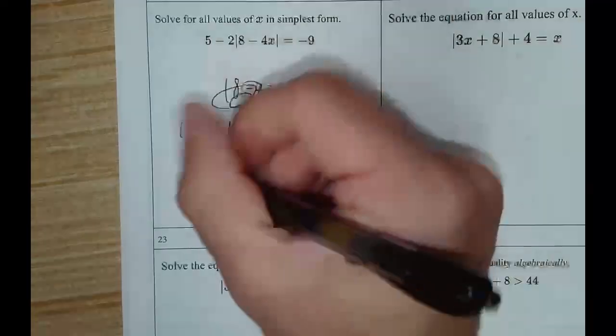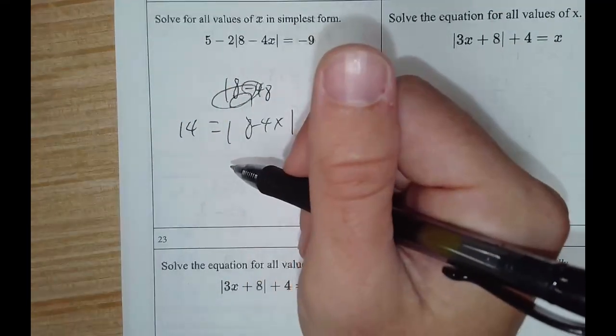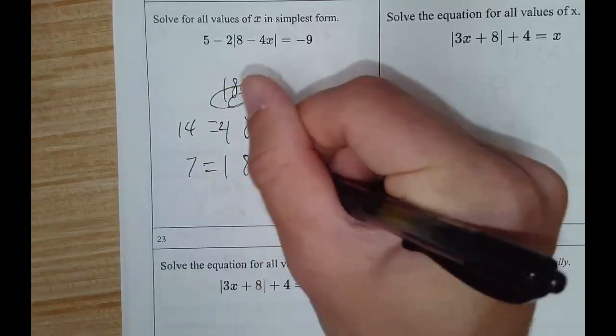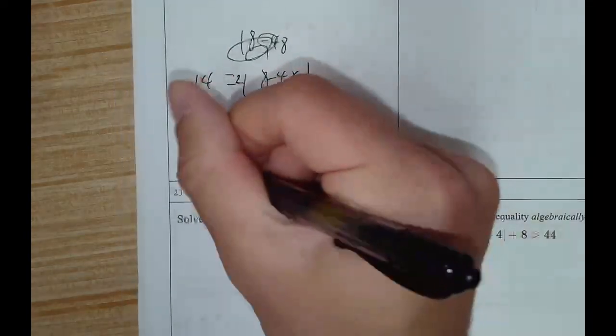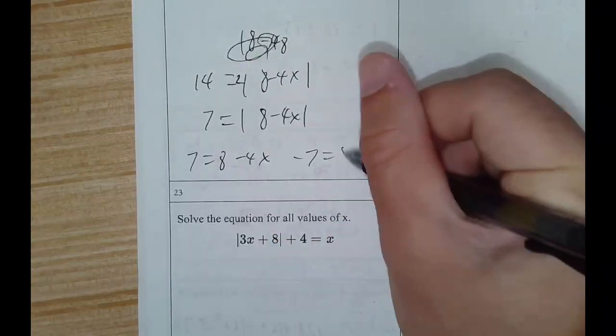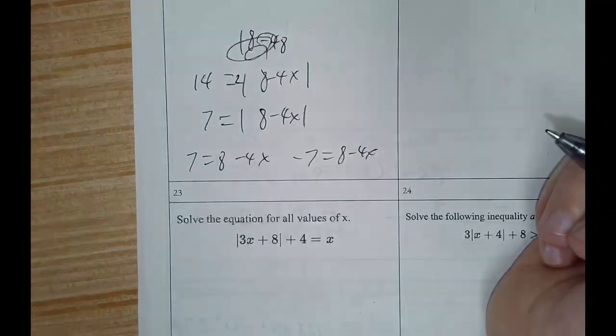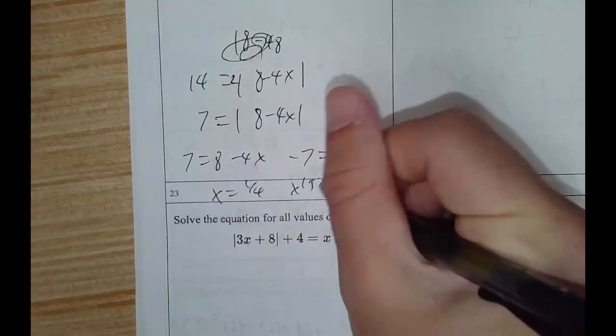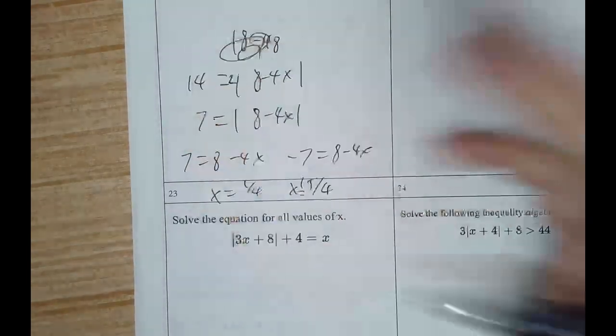We'll write two equations. This will be 7 equals absolute value 8 minus 4x. So we'll have 7 equals 8 minus 4x, and negative 7 equals 8 minus 4x. And then solutions are x equals 1/4, x equals 15 over 4. And we test them in, they work just fine.